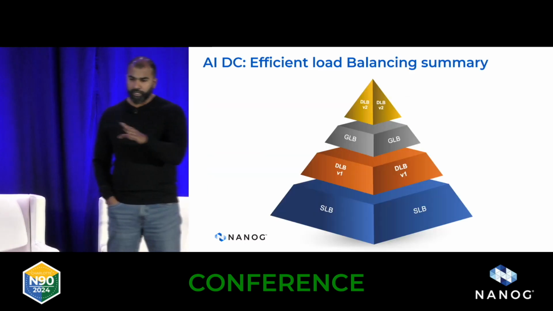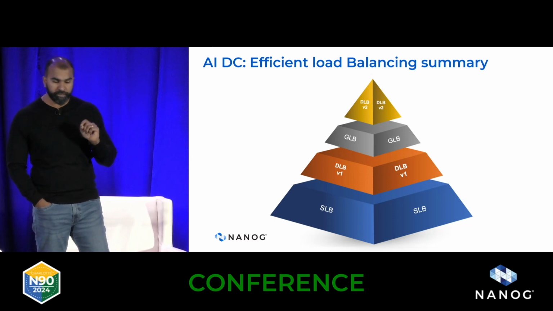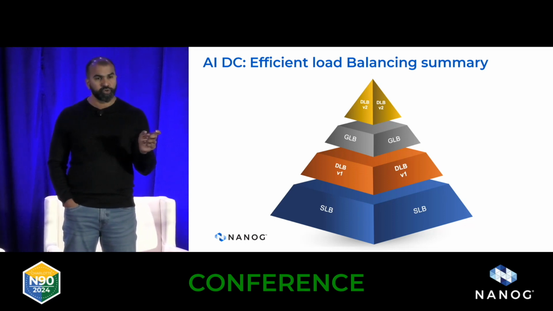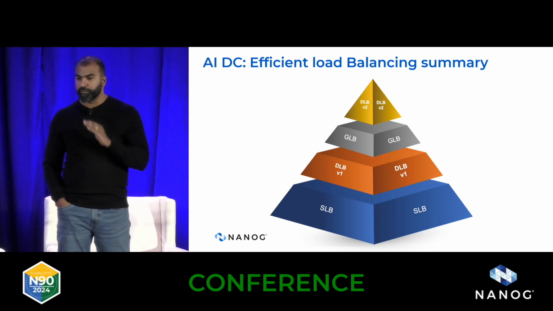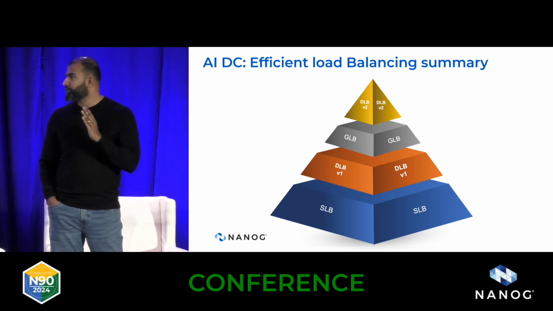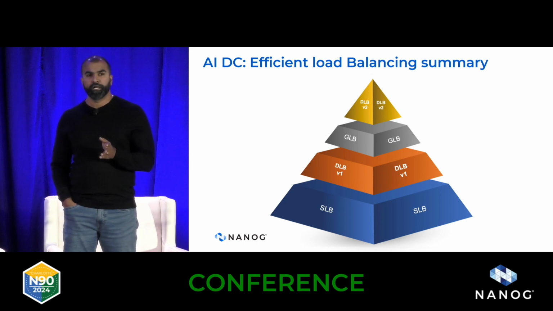So out of this, SLB will not work because it will look for the entropy, but it will not look for the link utilization and the queue depth. So the only possibility is the GLB or the dynamic load balancing.